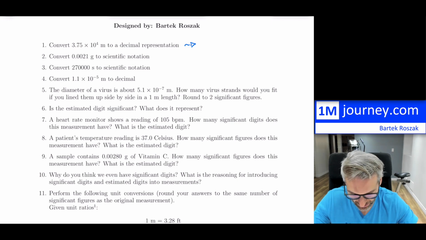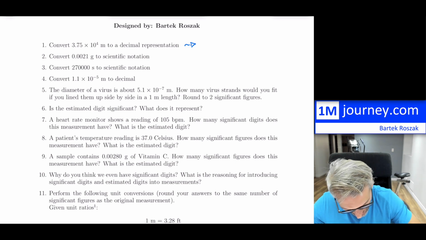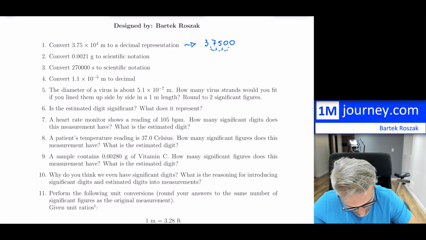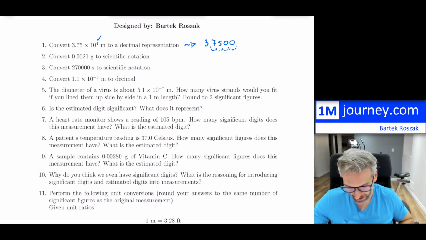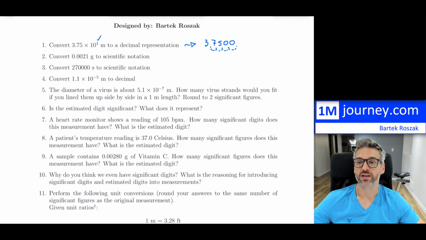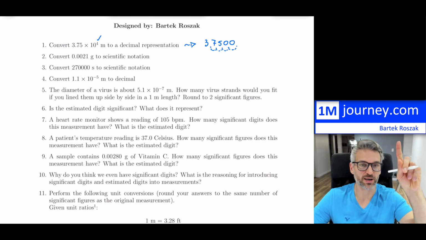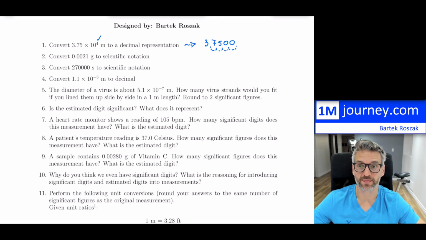All right, so 10 to the power of 4. That means we're going to have to shift the decimal over by 4. So this is going to be 37500. You can see that I've simply shifted the decimal: 1 spot, 2 spots, 3 spots, 4 spots. That is the same thing in terms of the actual exponent itself. If you want more examples of scientific notation to decimal representation, I'll put a link up above for you as well.